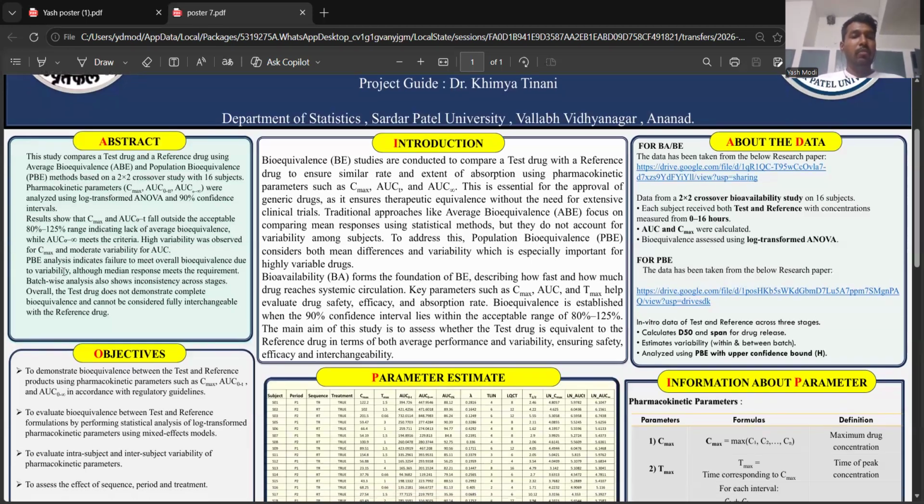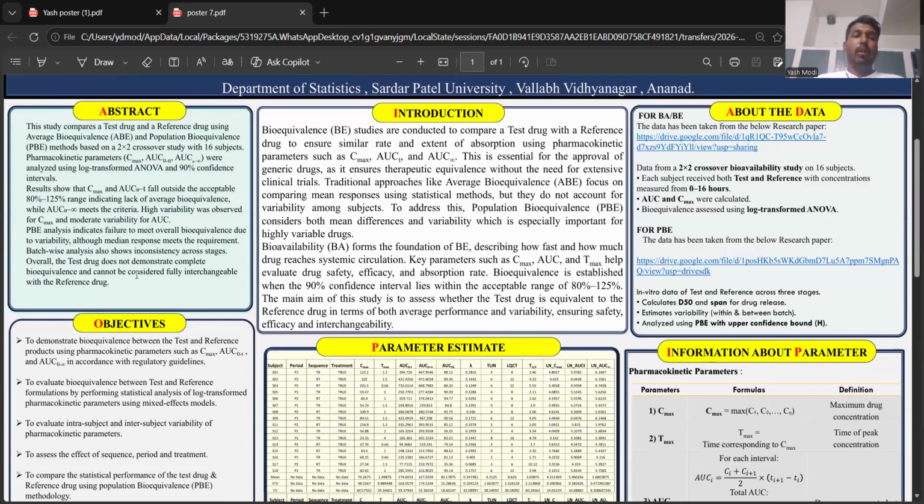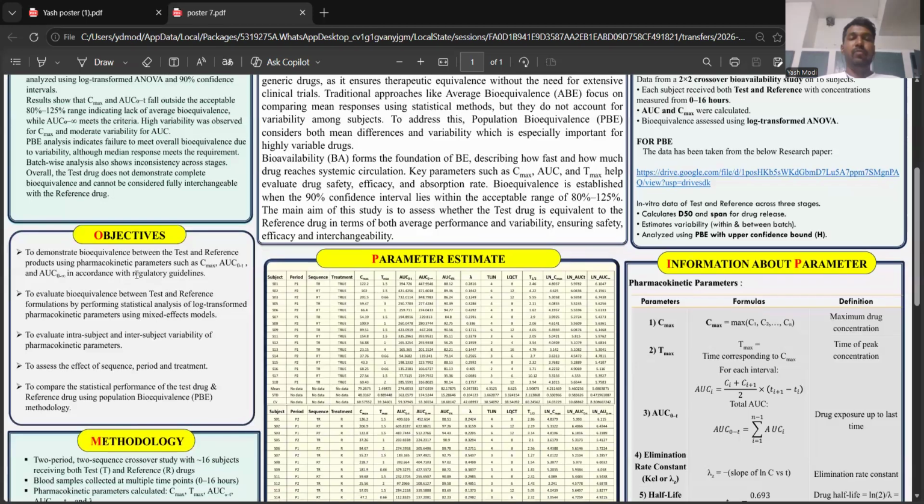High variability was observed for Cmax and moderate variability for AUC. PBE analysis indicates failure to meet overall bioequivalence due to variability, although the median response meets the requirement. Batch-wise analysis also shows inconsistency across stages. Overall, the test drug does not demonstrate complete bioequivalence and cannot be considered fully interchangeable with the reference.